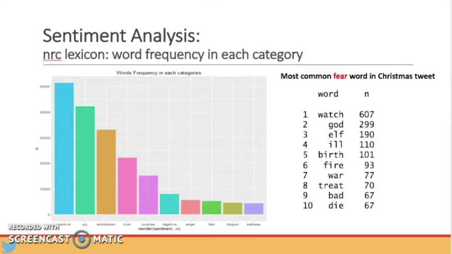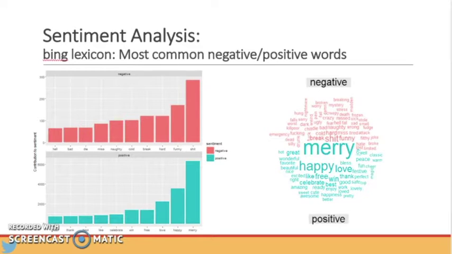Also, on the left side of the slide, we give the top 10 words in the fear category. So watch, God, and elf are the top 3. We could produce this table for each category we're interested in.